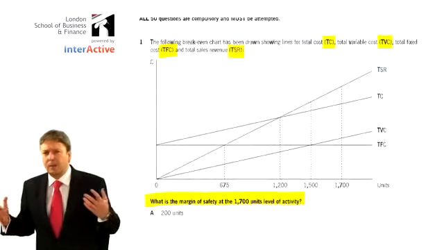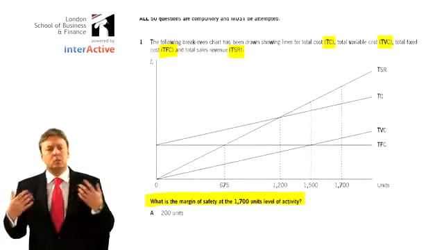To me, I would immediately be drawn to try and establish the break-even point here. I don't think it's too difficult. The break-even point arises at the point at which the sales revenue equals the total cost. What we find here is that the break-even point is at 1,200.